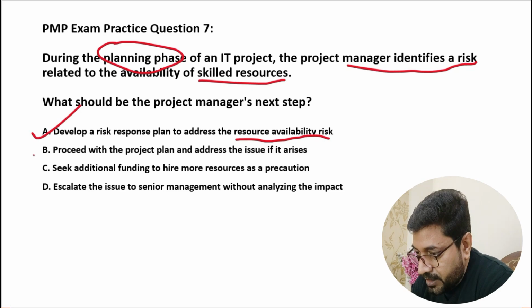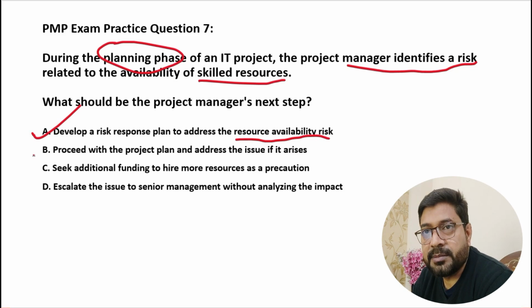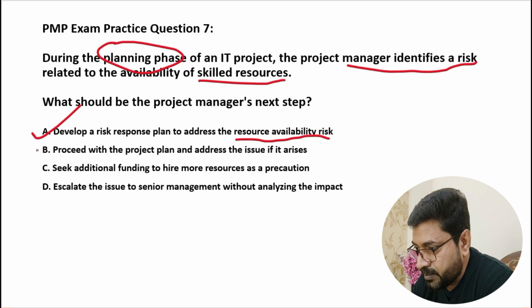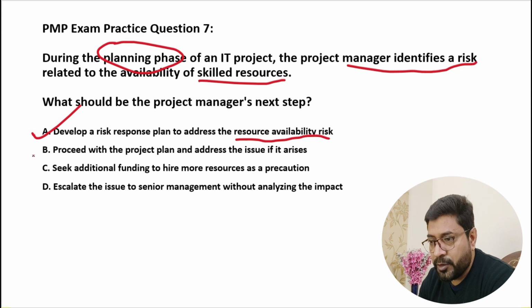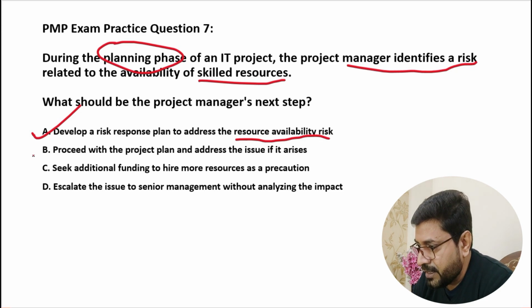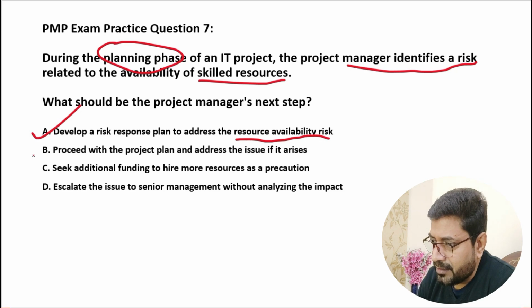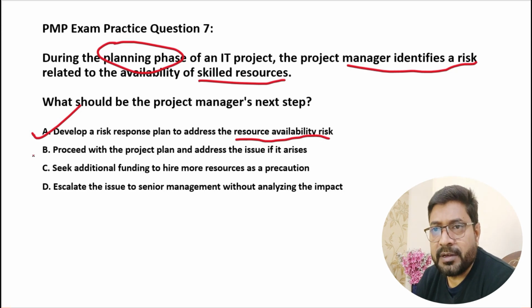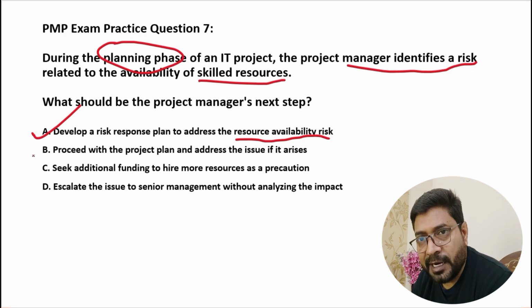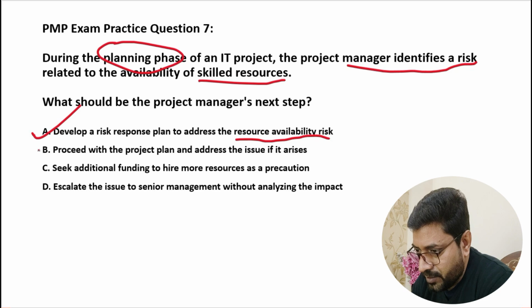Okay, very good option. But again, let's look at the other options as well, in case we get something better. So B says proceed with the project plan and address the issue if it arises. Because the risk is already identified, as a good project manager, while you are planning the project and the risk is identified, we should plan a risk response. We should not be thinking that we'll see whatever happens. That's not the right planning. Option B will not be the right choice.